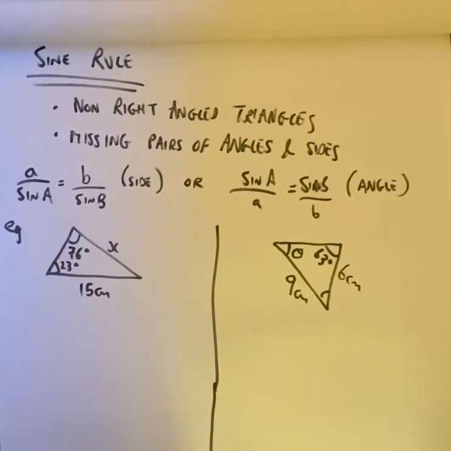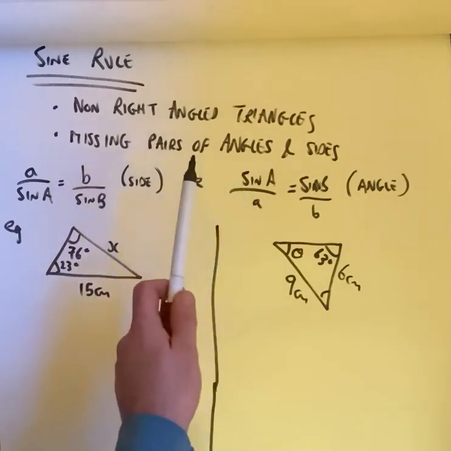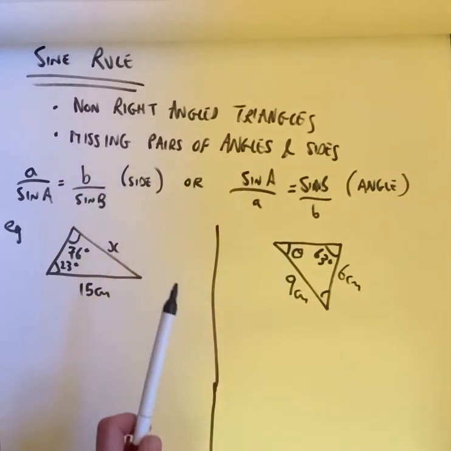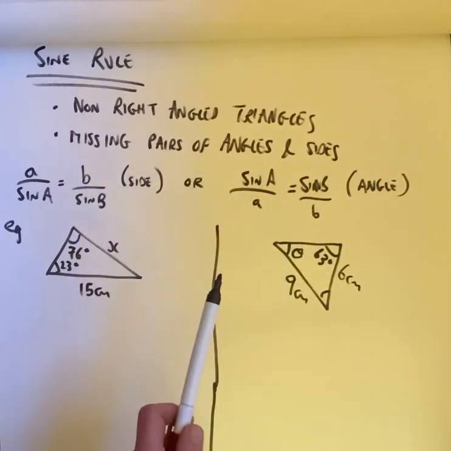Right then folks, for these questions we're going to be looking at using the sine rule to find missing angles and lengths. You'll notice again I've put the reasons as to why we use it. So you're going to be looking at using this with non-right angled triangles, and it's when we have pairs of sides and angles. The cosine rule was 3 sides and 1 angle.